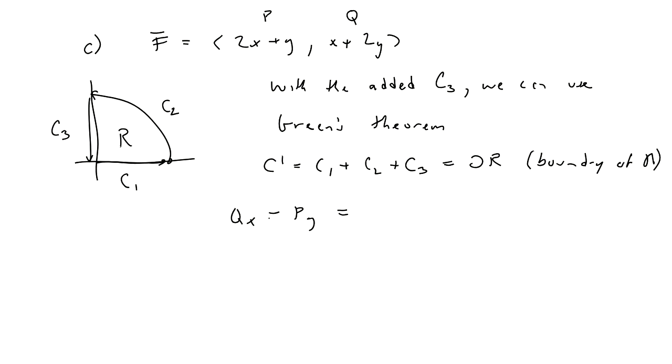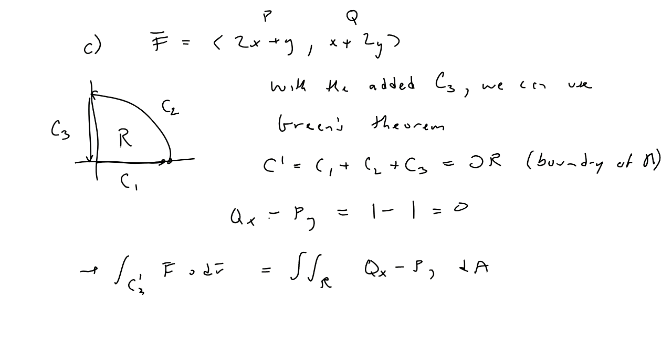So, as I said, for it to work with B also, this has to turn out to be really simple, because since it's conservative, the integral over this full path, the C prime, has got to be 0. So Q of x here is 1, P of y is 1, so this is equal to 0. So Green's theorem says that the integral over C prime of f dr is equal to the double integral over R of this function, and I'm going to leave it like this because I don't really want to put in the 0, and dA. So let's set it up even though we know this is going to be 0.